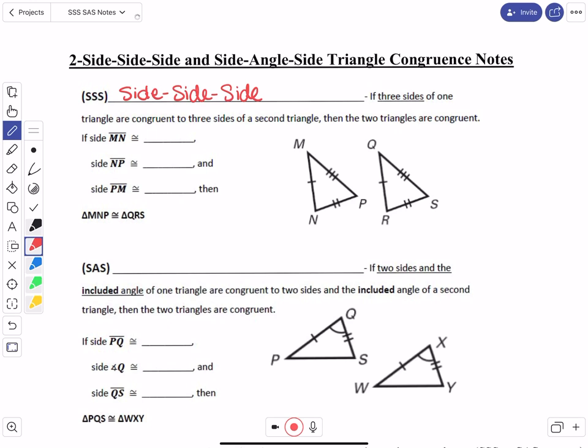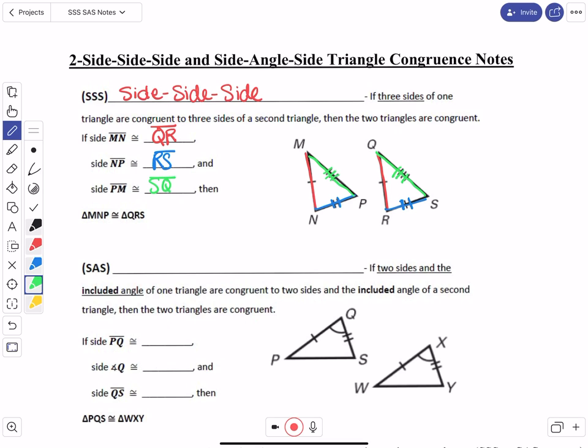So for our first one, if side MN is congruent to QR, so this side, and side NP, and of course we know we've got it marked with these two sides, is congruent to RS, so this side, we got it marked with those sides, and PM is congruent to SQ, so this side right here, and it's got 3 marks.